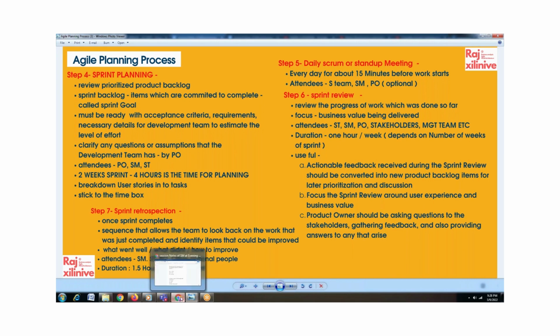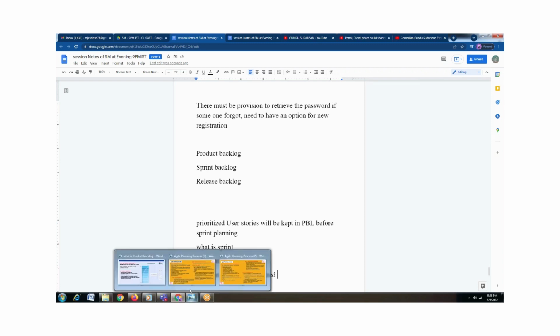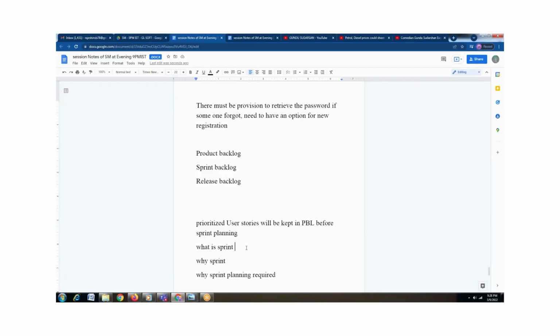So understand the difference. I'm talking exclusively about sprint planning now, nothing more than that. I'm not discussing the daily scrum, only how to do sprint planning and what aspects to take into account. Before you go for sprint planning, first of all we must know what a sprint is.